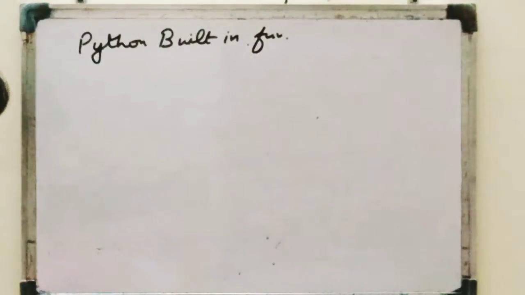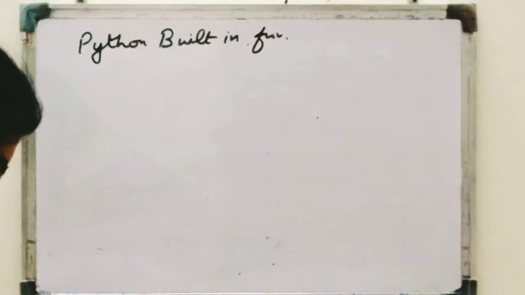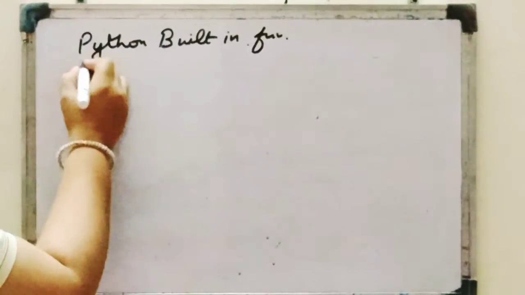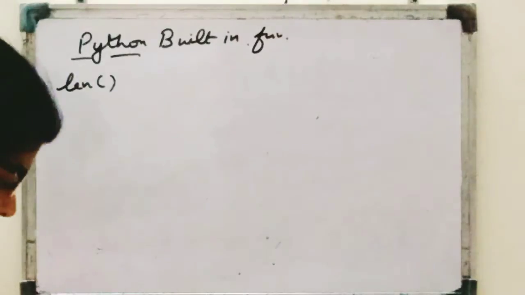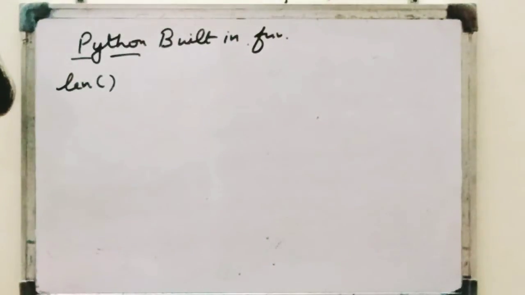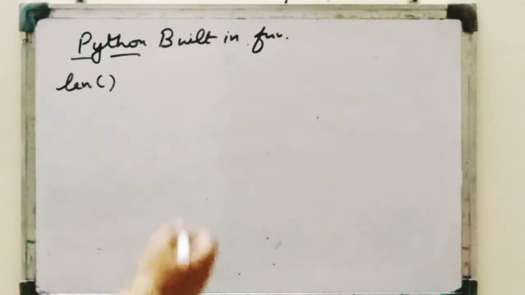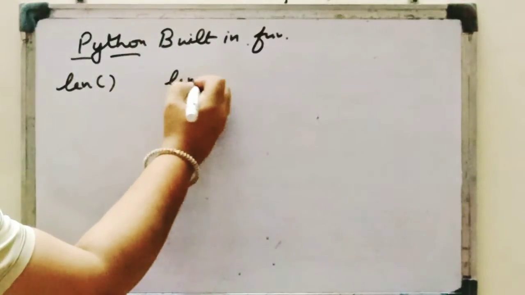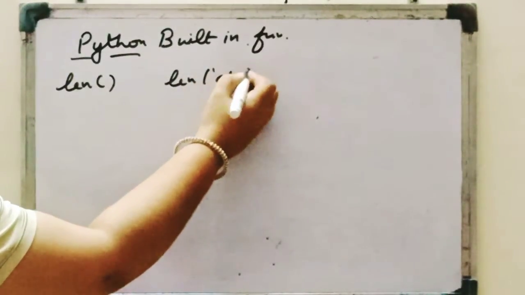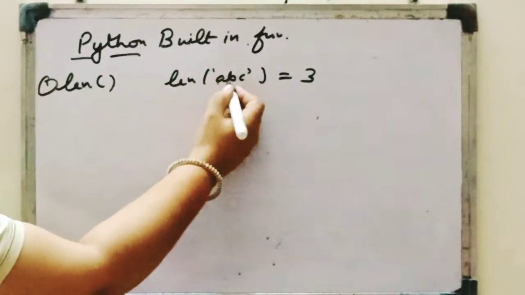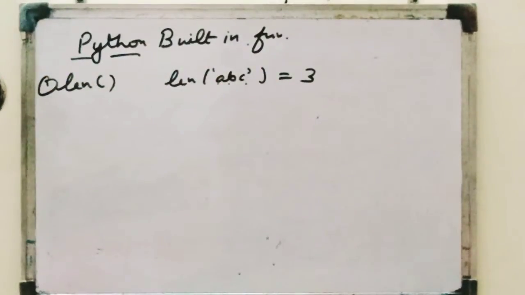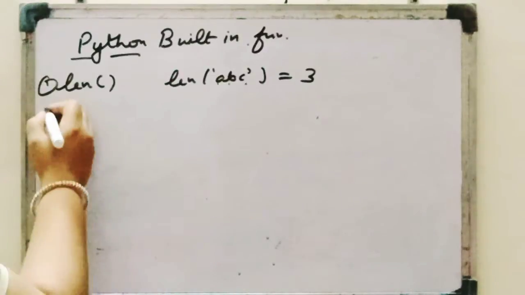Now we have various Python built-in functions and we can use them directly. For example, the len function returns the length of the sequence. If I write len of ABC, it will return 3. Why? 1, 2, 3. It simply returns 3.